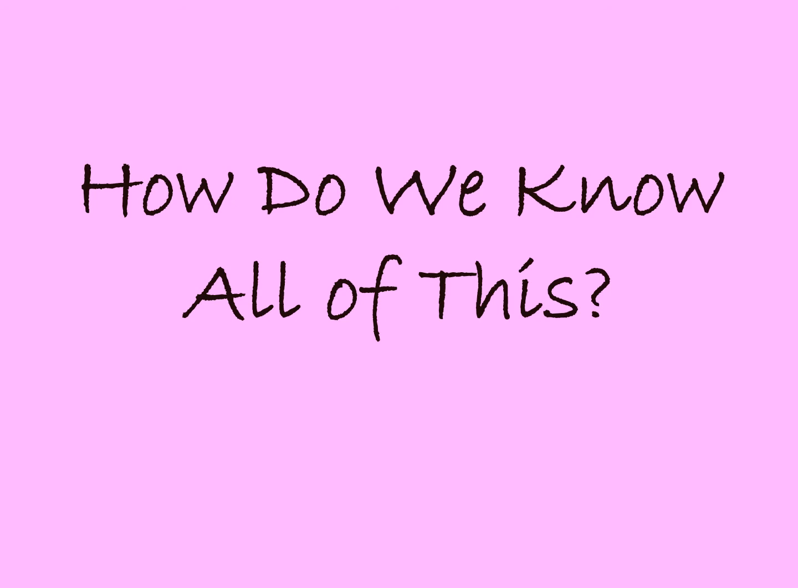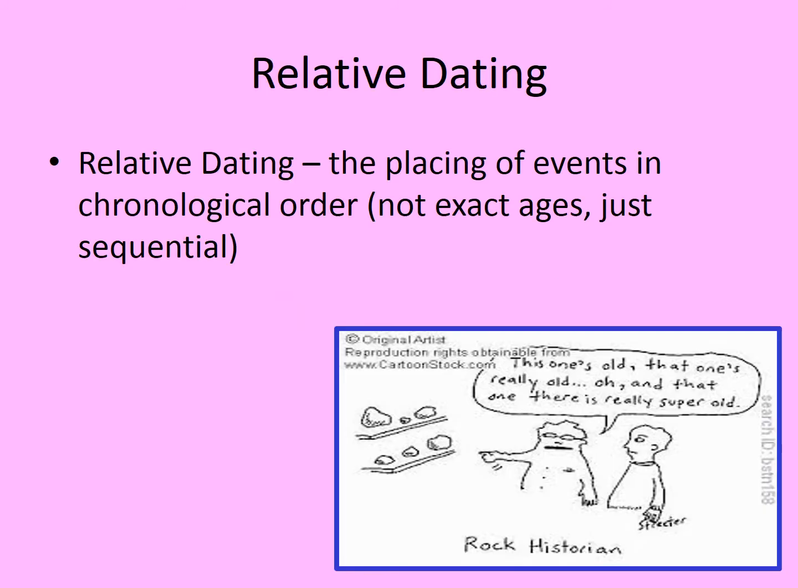So how in the world do we know all this stuff? I said, oh, it's geologic time and we know it from the rocks. So I can't go way in depth with it, but I do want to share just a couple of ways that they know this stuff. So the first thing is called relative dating.